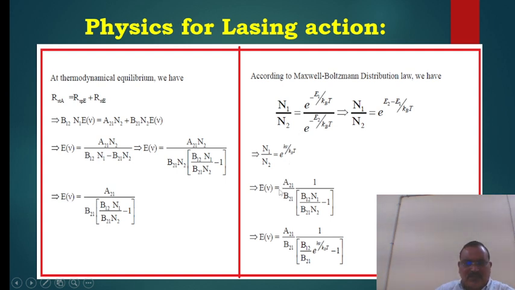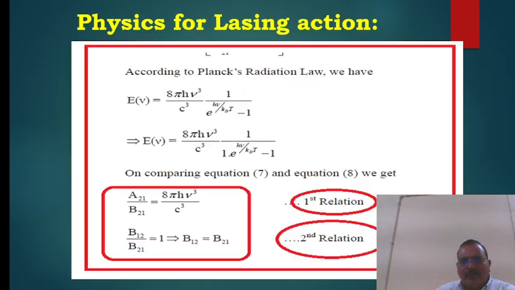Now I want to put this value here. You have written A21 by B21 here, and there is N1 by N2. In this step we have put this value here. Look at this, I have put this value. Now this is again another relation for the energy of the incident photon that is absorbed by the initial atom at ground state.